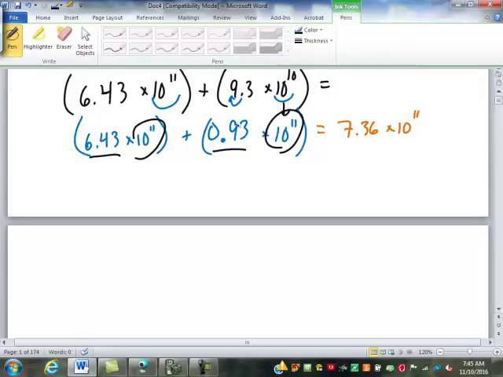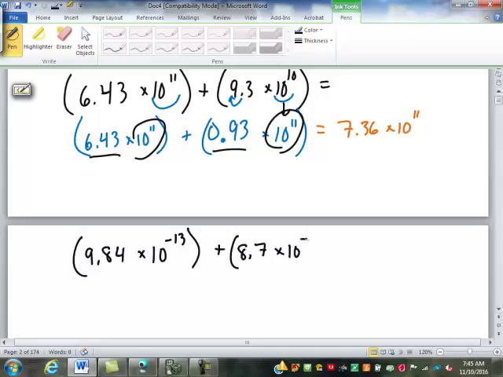I'm going to have you guys try one in your notes. 9.84 times 10 to the negative 13th plus 8.7 times 10 to the negative 14th.